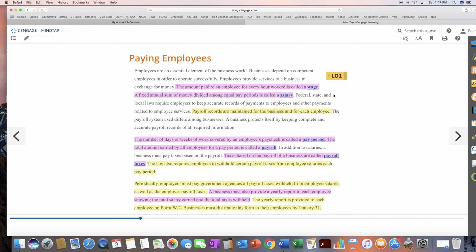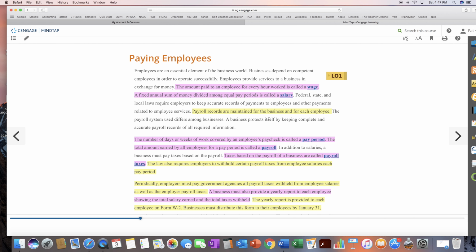Basically, like what we've talked about, any amount that the employee gets paid is a wage. If you don't get paid hourly and you get paid a salary that's divided by equal pay periods, that's going to be called a salary. Either way, a business has to record the payrolls and pay taxes on these. What we're going to be dealing with mostly is hourly wage employees. So we'll be figuring their regular earnings, their overtime earnings, which we'll get to, and then taxes and things like that on top of that.